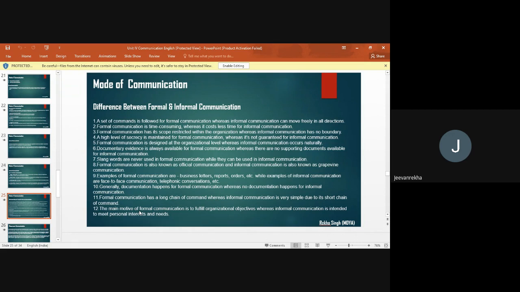But informal communication is intended to meet personal interest and needs. In business, or in some private business, like the hotel industry, like small dhabas and all, there is no requirement of objectives. They are doing freely, they are running their business freely.